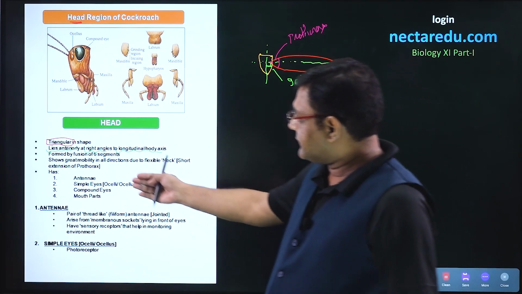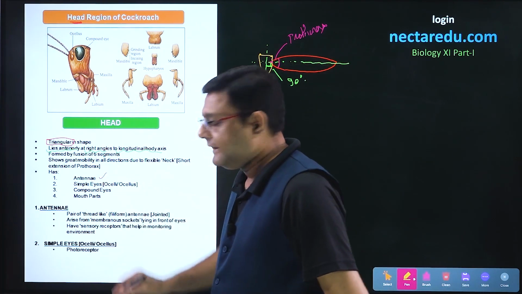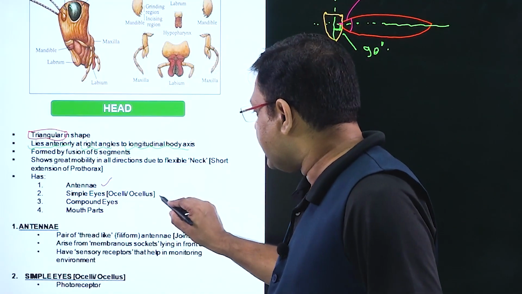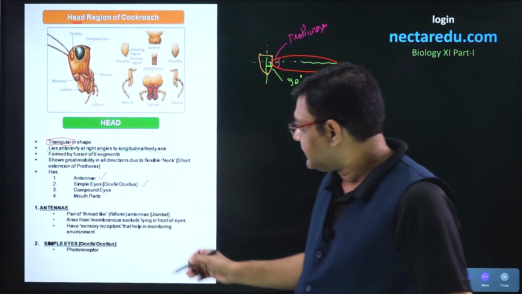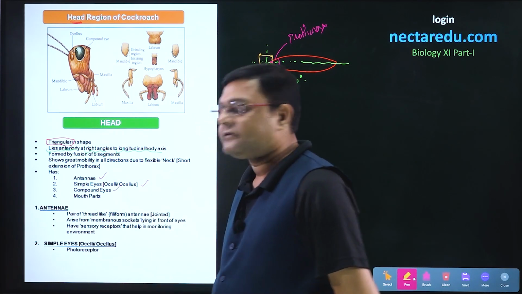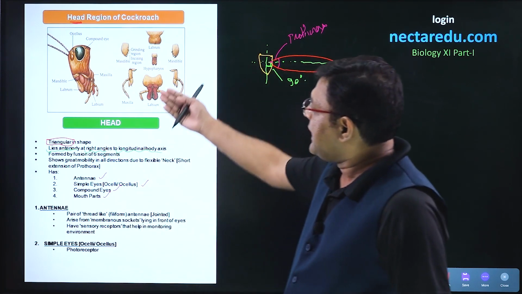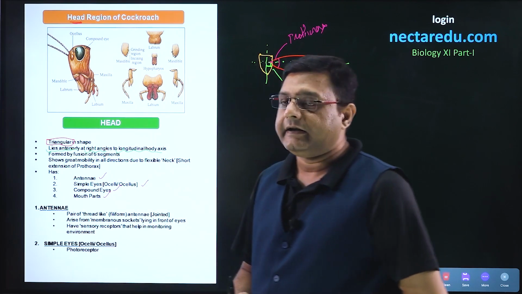Talking of the parts that are present in head, so the first part is the antennae. We will look into the details later. The second part is the simple eyes, to which we call it ocelli or ocellus. The third part is the compound eyes and the fourth part is mouth parts. So in the diagram, first we will look into the antennae.